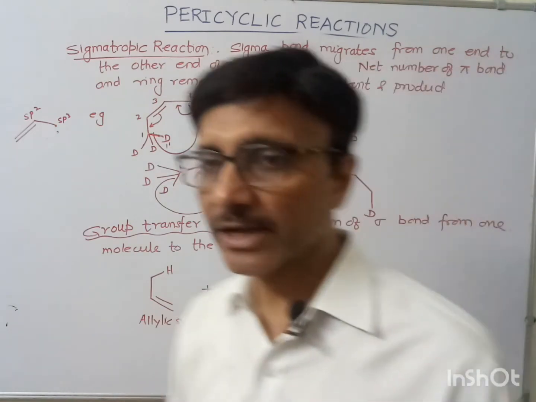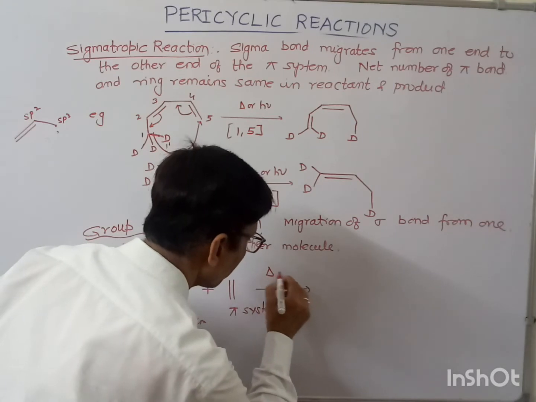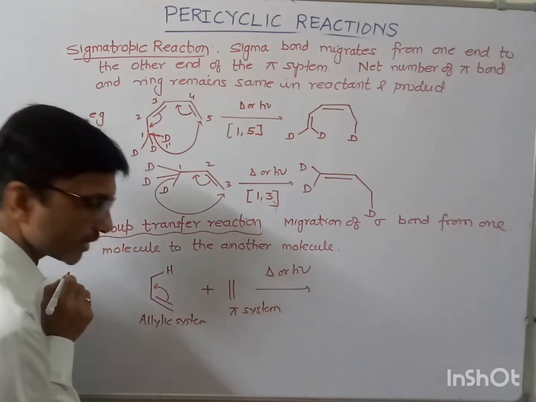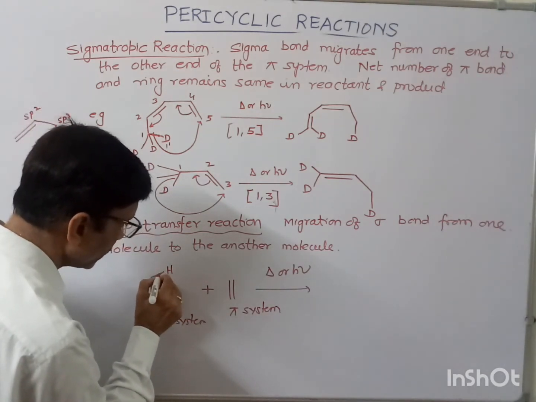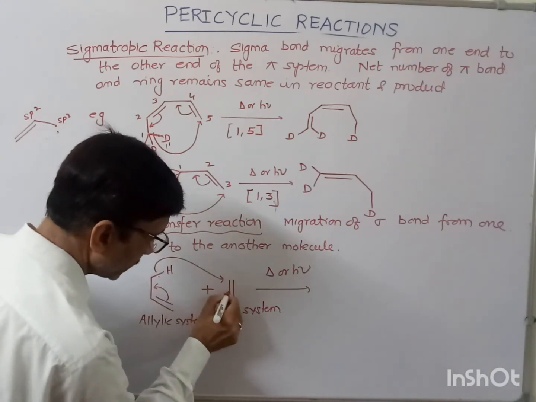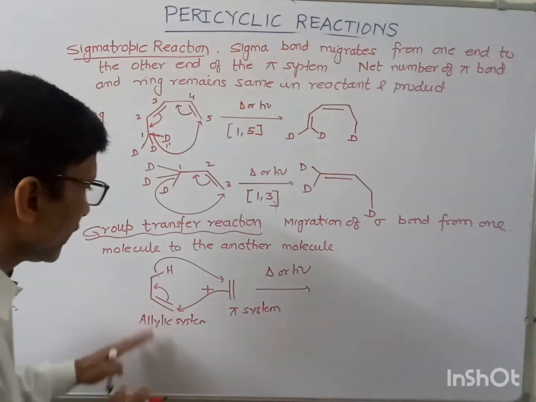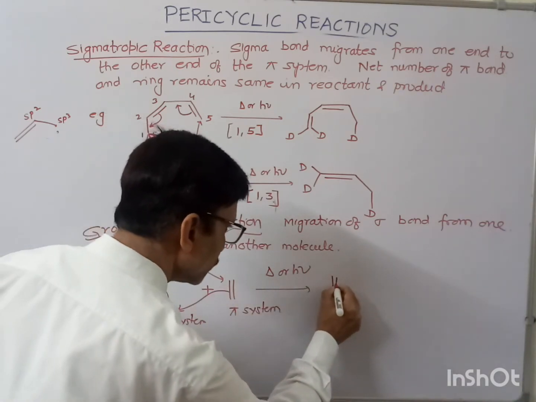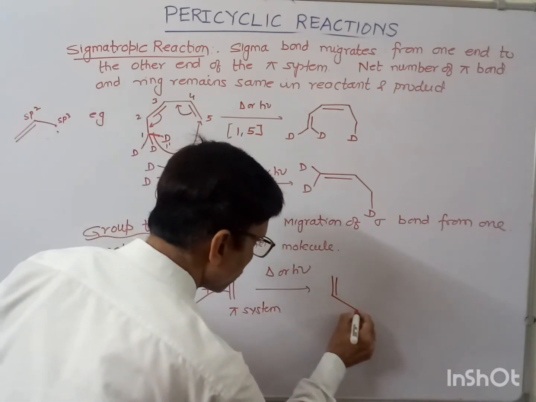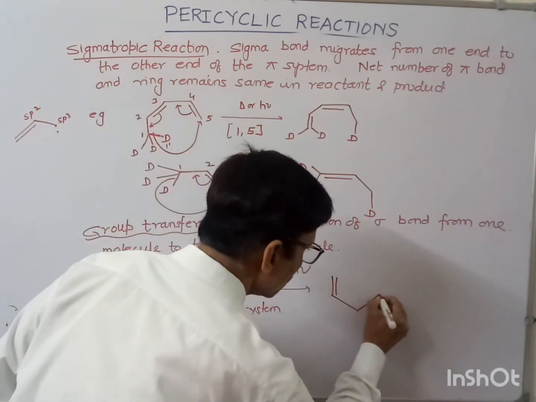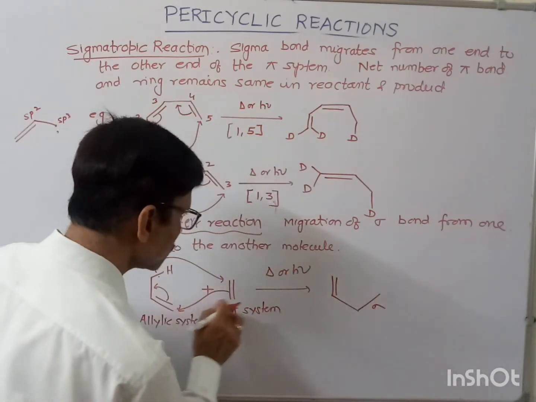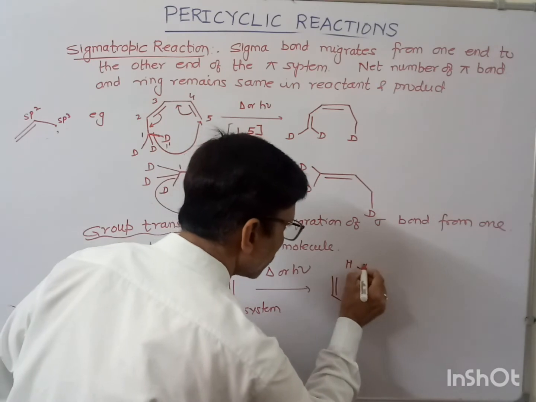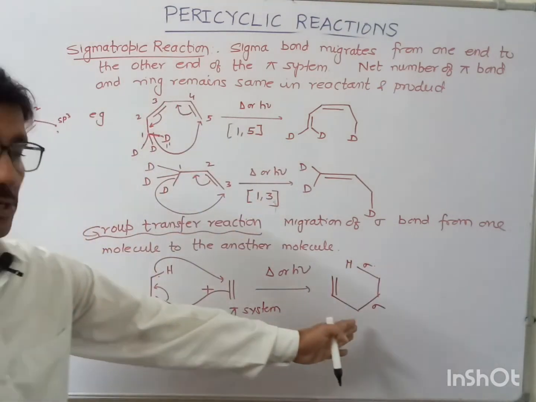Now in this case, after acquiring heat or light, what will happen? This electron will go over here, and the cyclic shift will start. This sigma bond will move to this position and this electron will come over here, and you can see the cyclic shift of the reaction, and a new double bond is created over here. This double bond is converted into a single bond. One new sigma bond is formed over here, and here a double bond is converted into a single bond, and another new sigma bond is formed over here. Two new sigma bonds are formed.